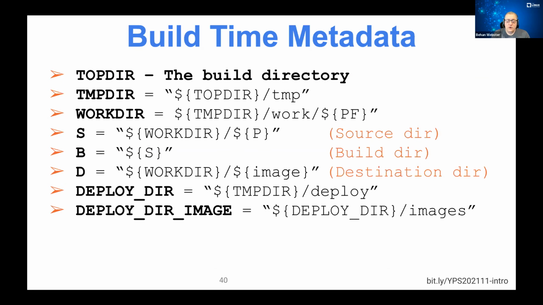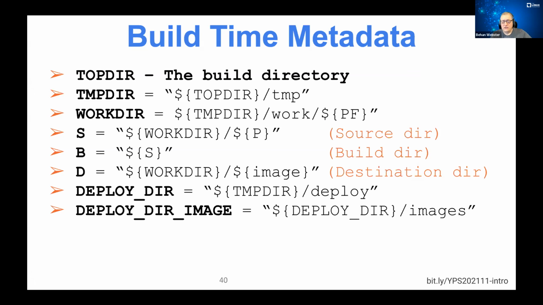Build time metadata, of course, you've got the top dir, build directory, and the temp dir. These are typically things that are set as a part of your local.conf or your specific recipe automatically. Temp dir is where all of your temporary files go, and it's in your top dir. You've also got what's called your working directory or work dir. This is under temp dir work, and then your PF. So basically each thing is built there.